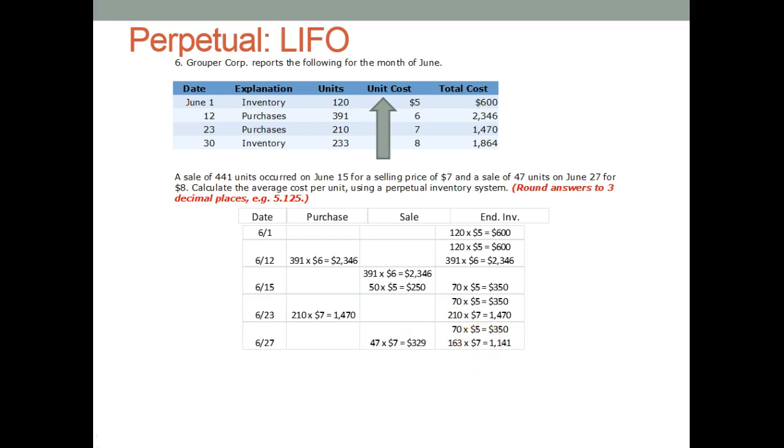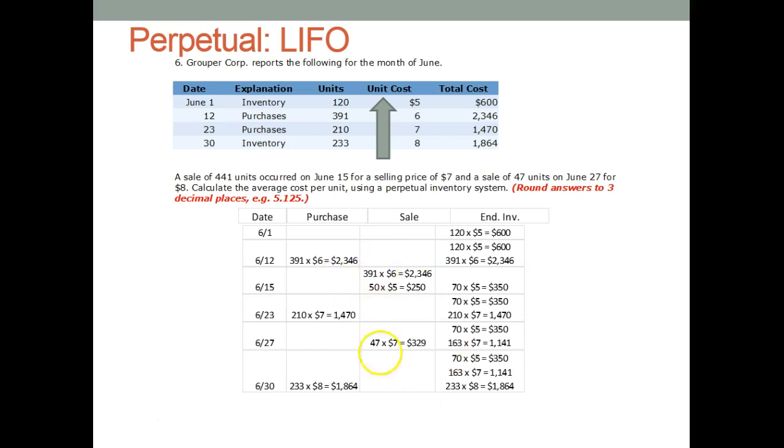Okay, and then on June 30th, we make another purchase, 233 units at 8. I'm going to go ahead and rewrite all this top tier, 70 at 5, 163 at 7, and my new purchase, 233 at 8. Now again, that's a lot of writing, but it's worth it, because if you just keep those same mechanics, all you need to do is write your arrows up or down.